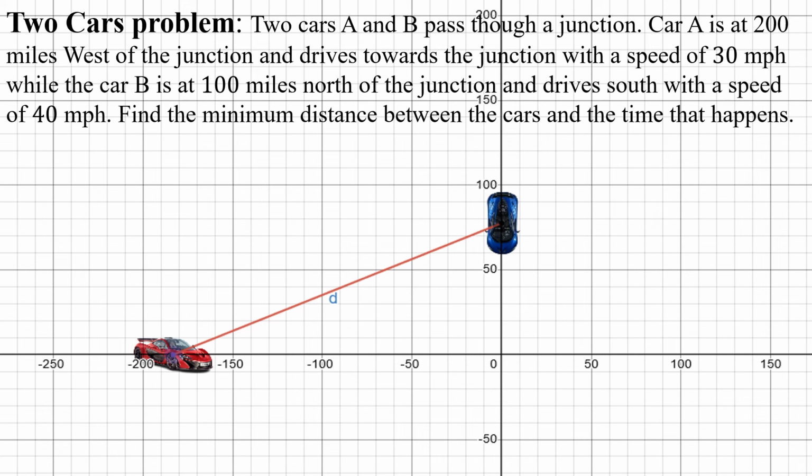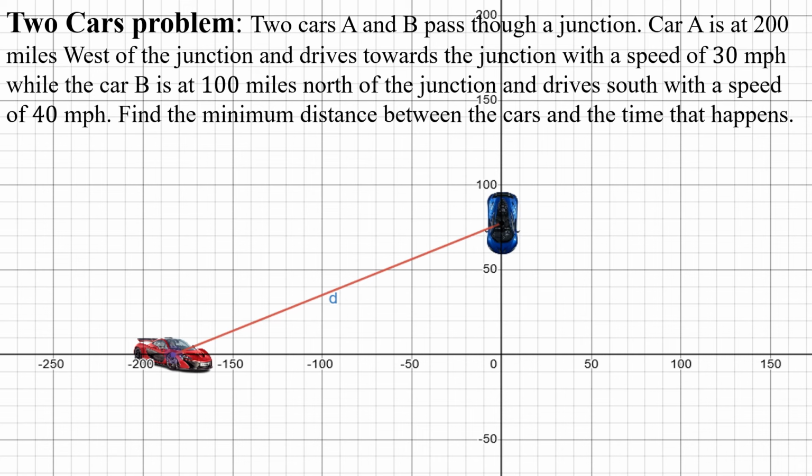So the question is, at the time when we start measuring, they are at the places mentioned, and they are still moving. They are not at a stop position. The question is asking: find the minimum distance between the cars and the time that it happens.